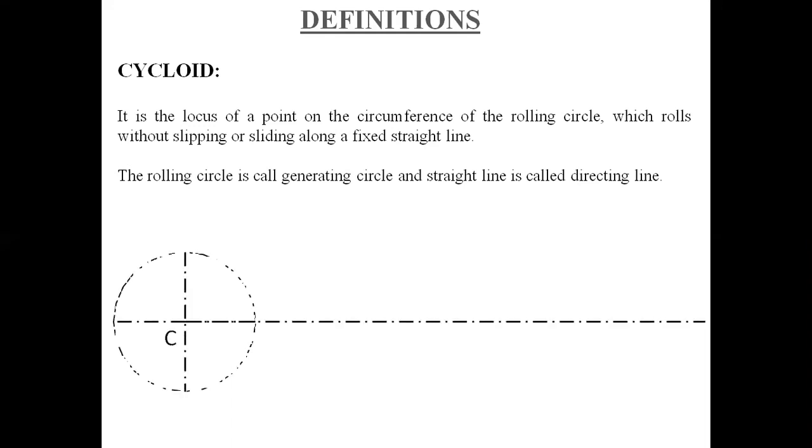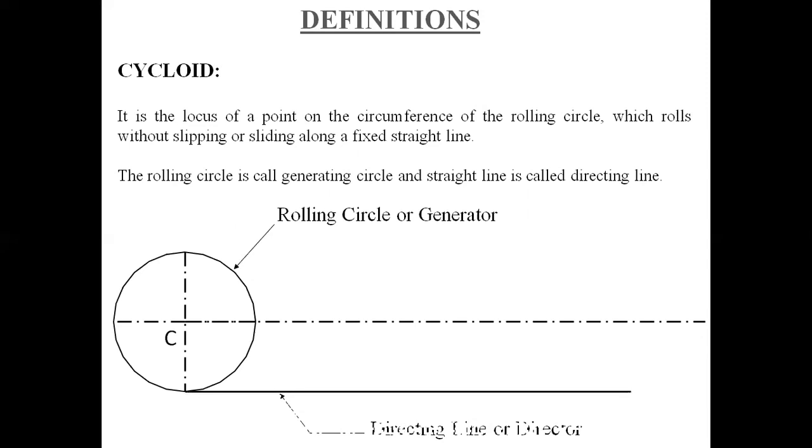This is the rolling circle, like our coin. This coin rolls on the straight path, meaning the directing line or director or straight line. Now consider one point P on the coin, and this point P traces along the directing line. With the moving of this point P we generate a path, and this path is traced by a curve, and this curve is known as cycloid.